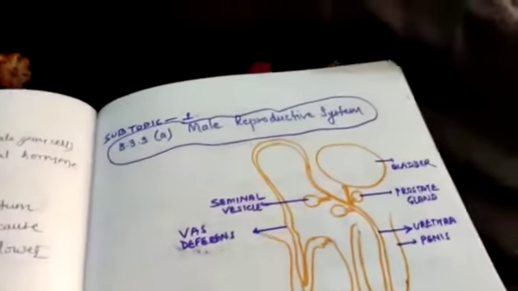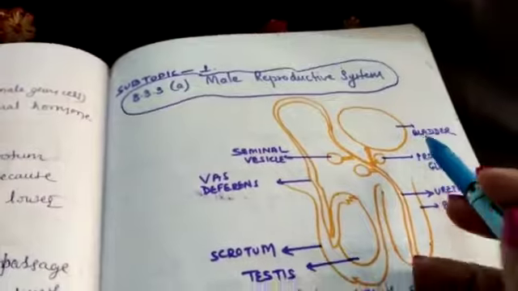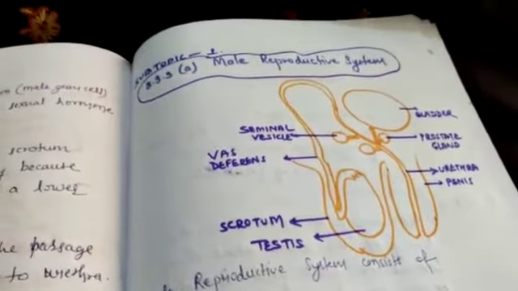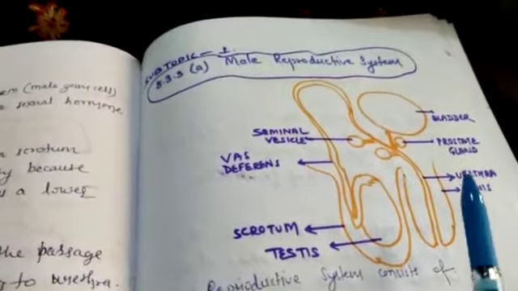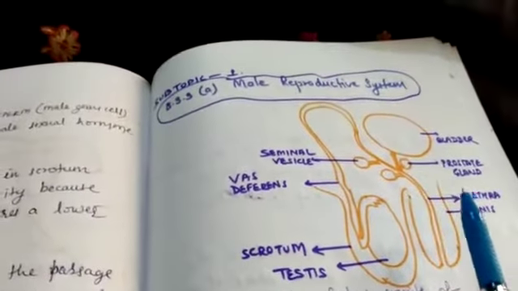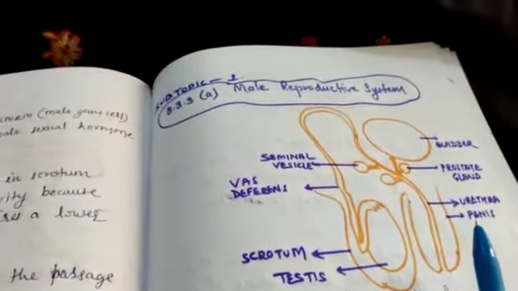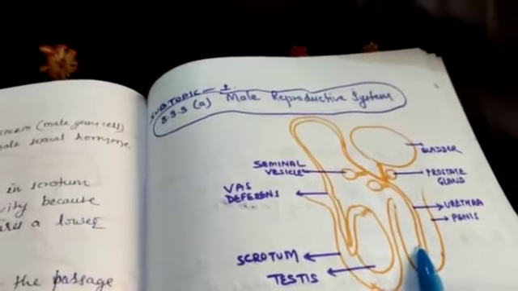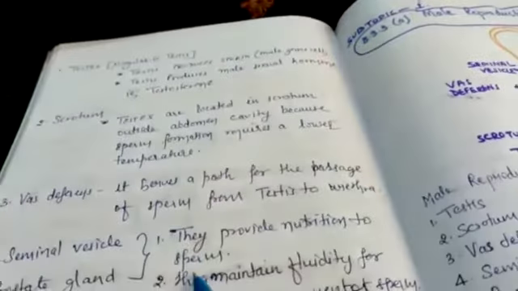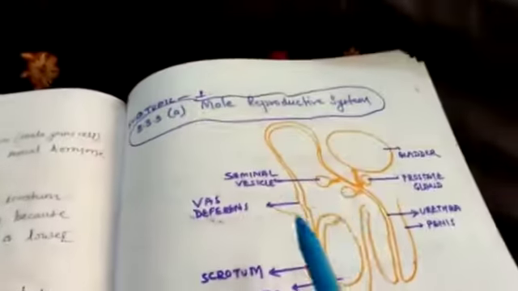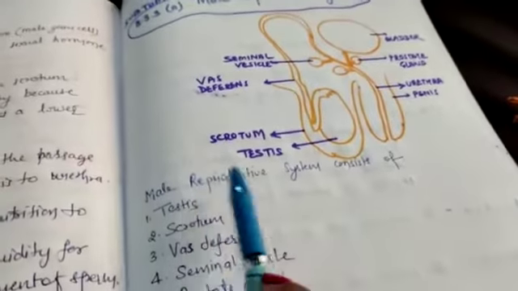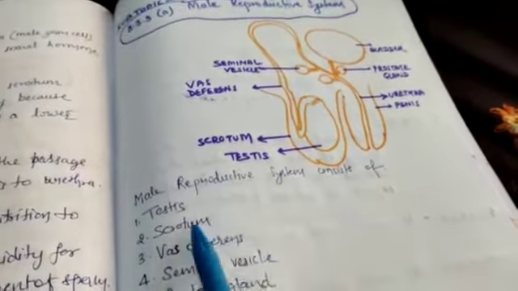So here is our topic number first, male reproductive system. This whole is a diagram related to the human male reproductive system. From the examination point of view, you must know about the diagram, right? Diagram banana aapko aana chahiye, and about the functions of the different organs, right? So here first we are dealing with what the parts are. The male reproductive system consists of the following organs.